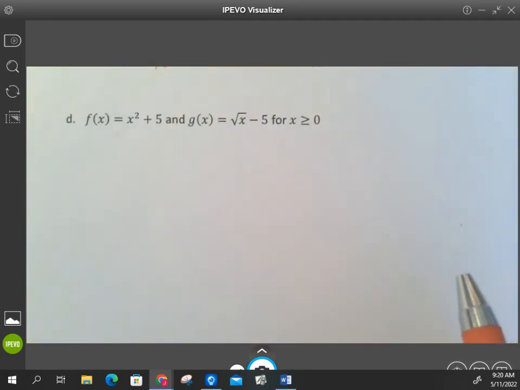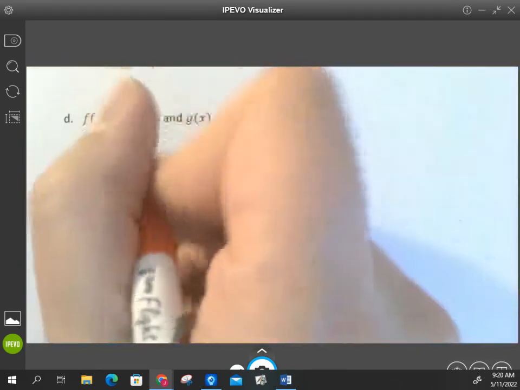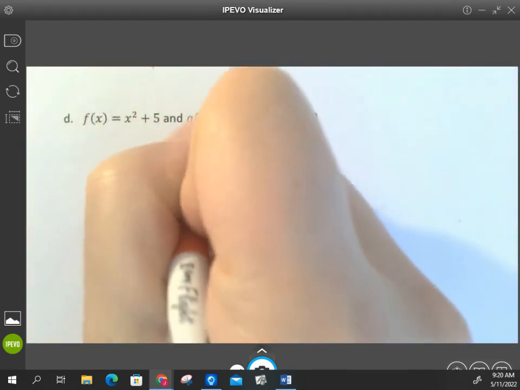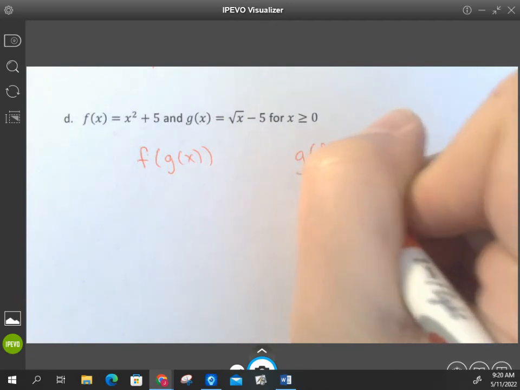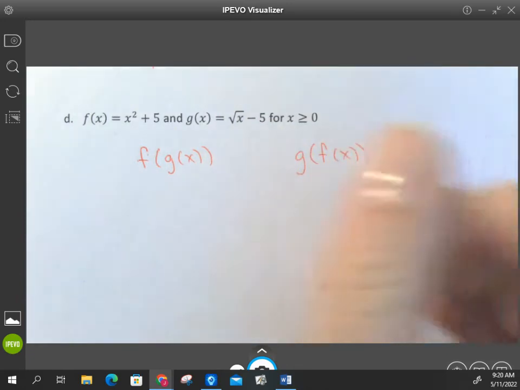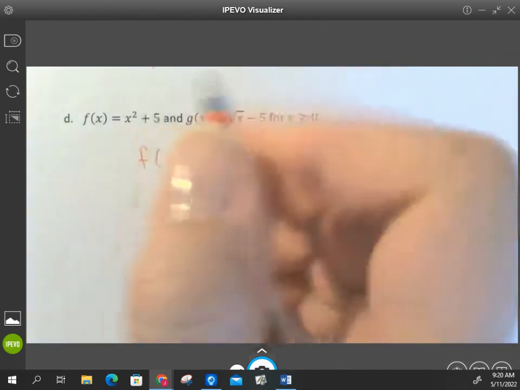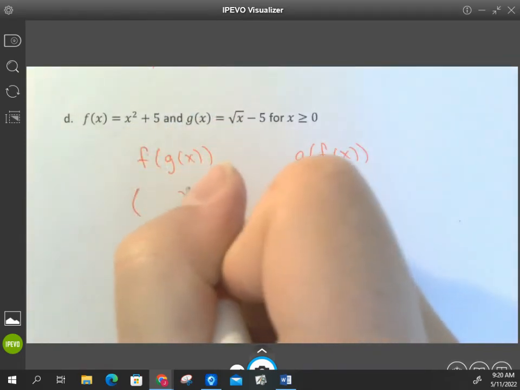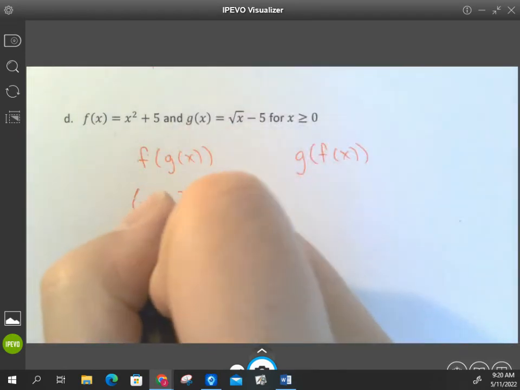All right, so let's prove whether these are inverses by taking the compositions. So I'm going to do f of g of x and the reverse, g of f of x. So here we go. I am taking g of x and stuffing it in here. So it'd be x squared plus 5. And then let's go ahead and drop in g of x.